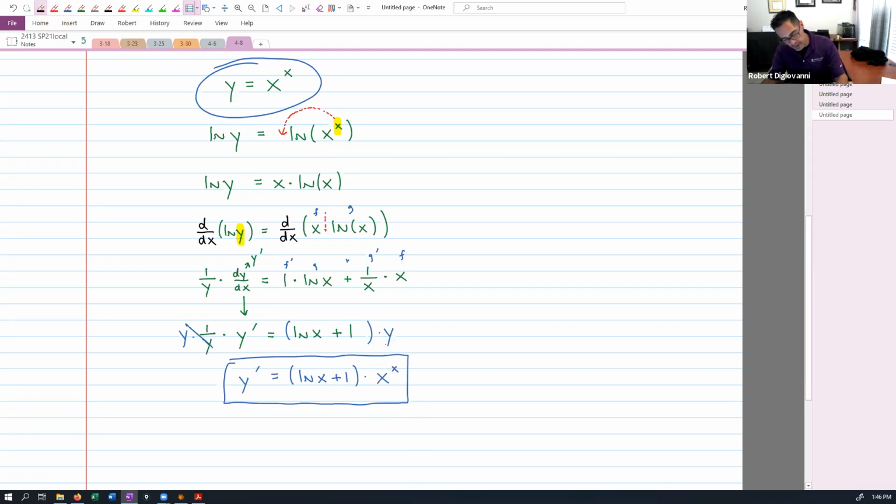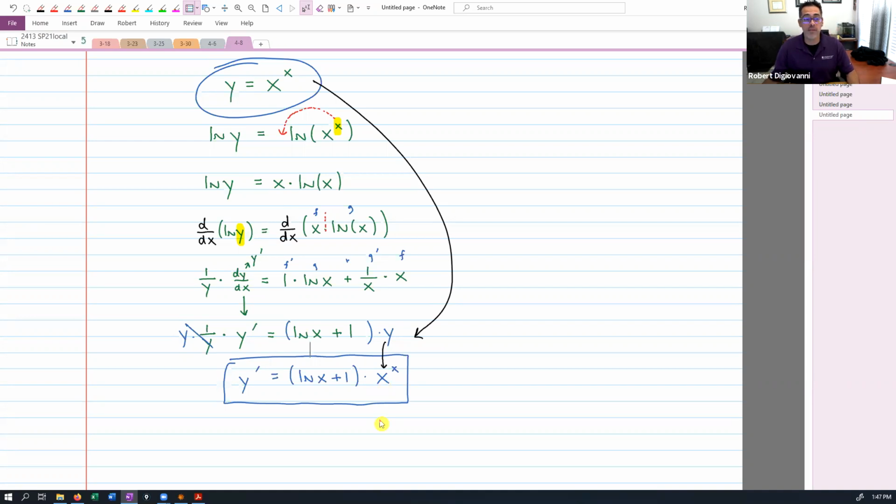Okay, so you have to make that connection of why this is because of that. So the derivative of x to the x is natural log of x plus 1 times x to the x. Any questions? I'm ready to give you another one.